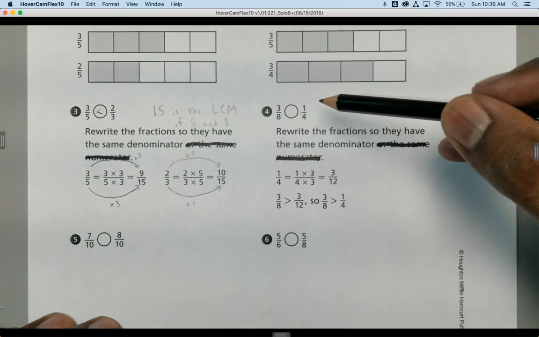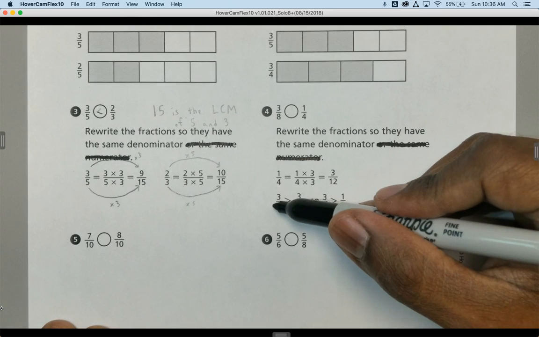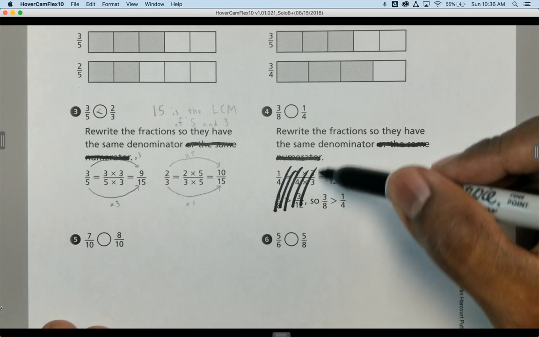So in this case, and actually, I'm going to take my Sharpie and get rid of this junk too. Out of here.